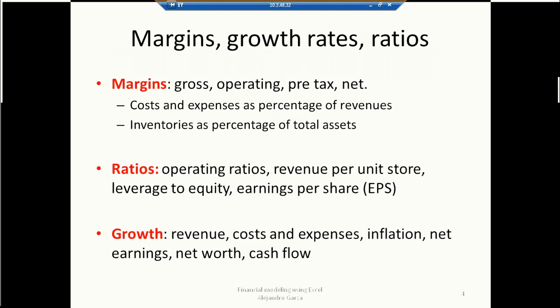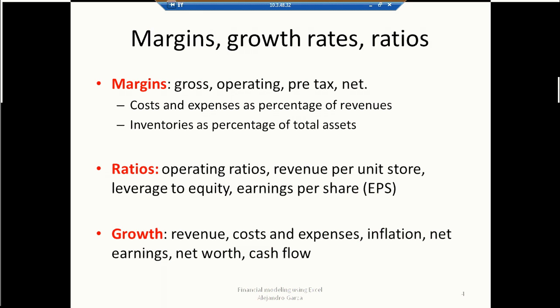Or for instance, when we are analyzing working capital or some other balance sheet items, inventories as a percentage of total assets. Then we have ratios, slightly different than margins. In ratios, what we're looking at are relationships. It could be between financials, or between financials and operating figures, like for instance revenues per square meter, or EBITDA per square meter, or leverage ratios like net debt to EBITDA, EBITDA being earnings before interest, tax, depreciation, and amortization.